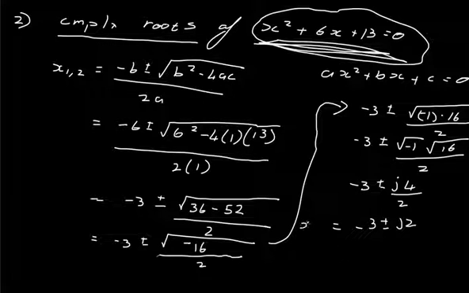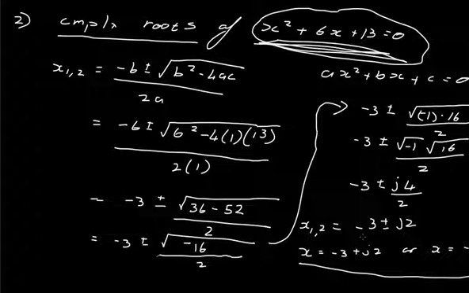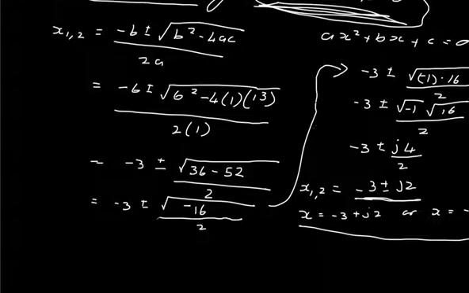Because the formula says x1,2 equals that, our roots are going to be x equals minus 3 plus j2, or x equals minus 3 minus j2. And there you go, you've got your complex roots. You could probably have left it in this format, I just wrote it out like that. These two are exactly equivalent, it's saying the same thing. So that's question 2 done and dusted.